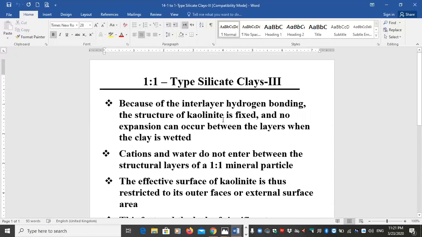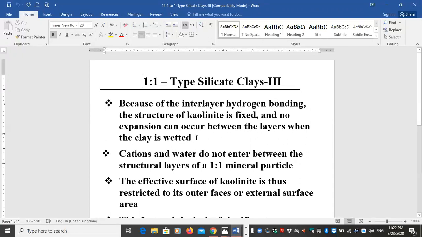Because of the interlayer hydrogen bonding, the structure of kaolinite is fixed. So that means the crystal units are held together so tightly that they do not expand, they do not move away from each other when they are wet. And no expansion can occur between the layers when the clay is wetted.